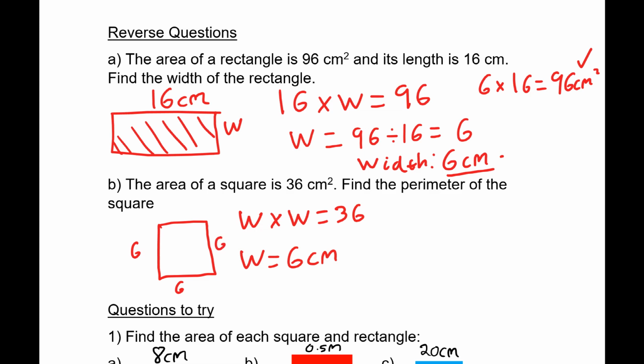I want, however, the perimeter of the square. So to work out the perimeter, I need to add up 6 4 times. Or I can do 6 times 4, which is 24. So the answer here would be 24 centimeters.